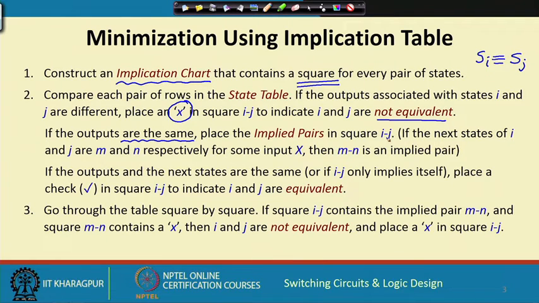Suppose in the state table we find that corresponding to state i, for a particular input x, the next state is m, and for the state j, for the same input x, the next state is n. So what we are saying is that although the outputs are the same, the next states are different. i is going to m, j is going to n. So in the implication table, in that square, we note down m and n, indicating that they are going to two different states m and n, but we still do not know whether m and n are equivalent or not.